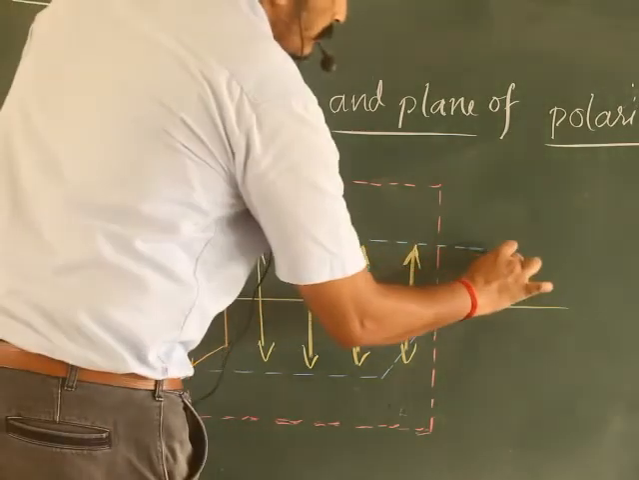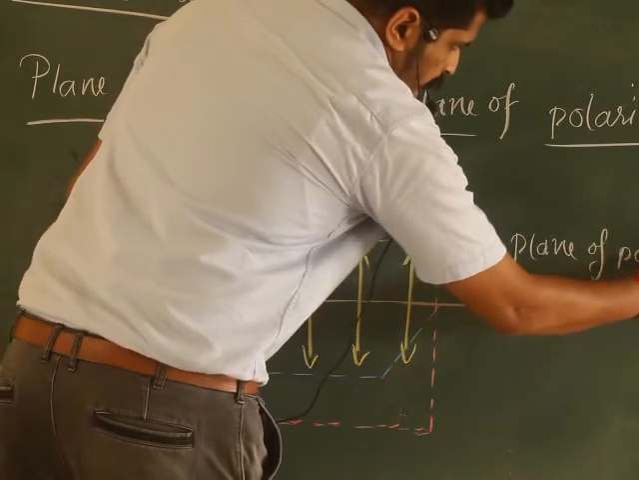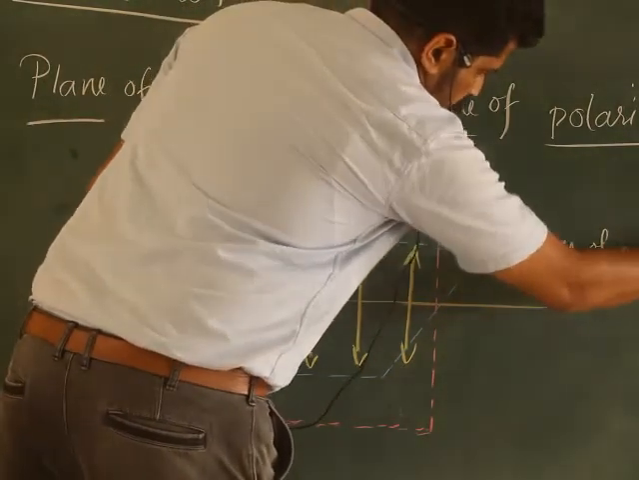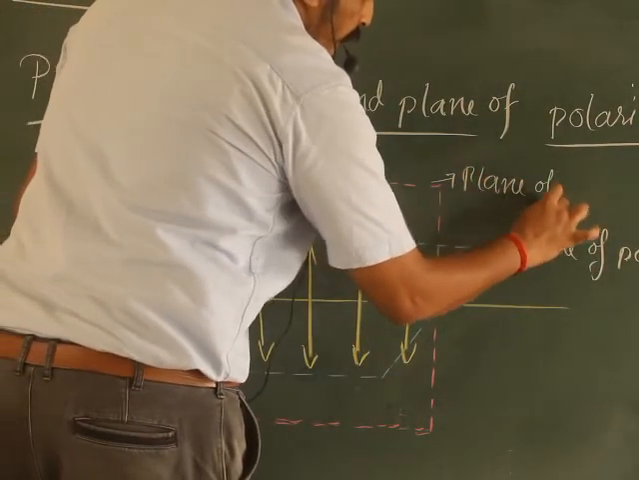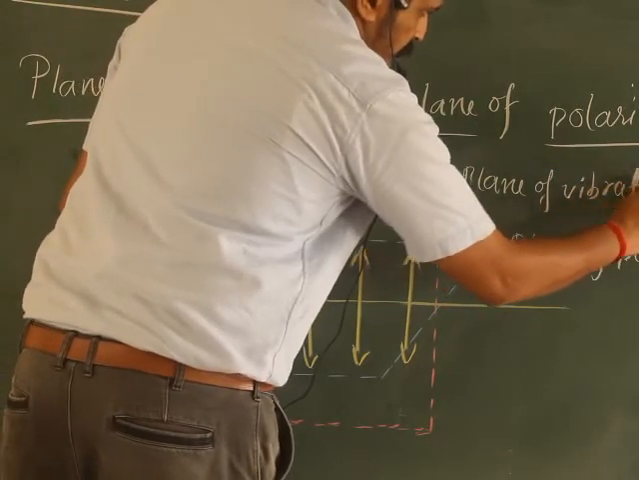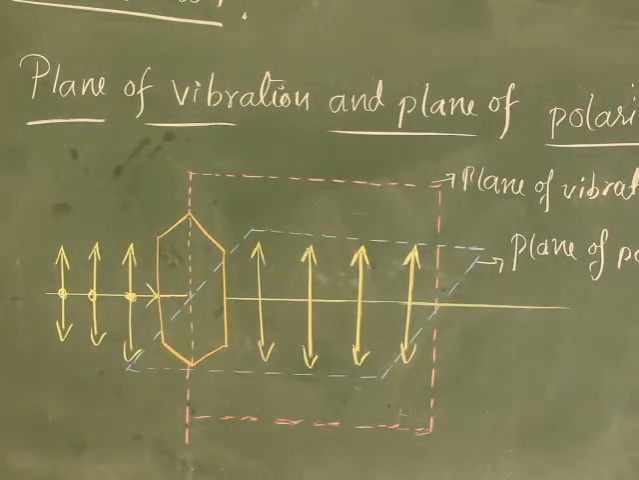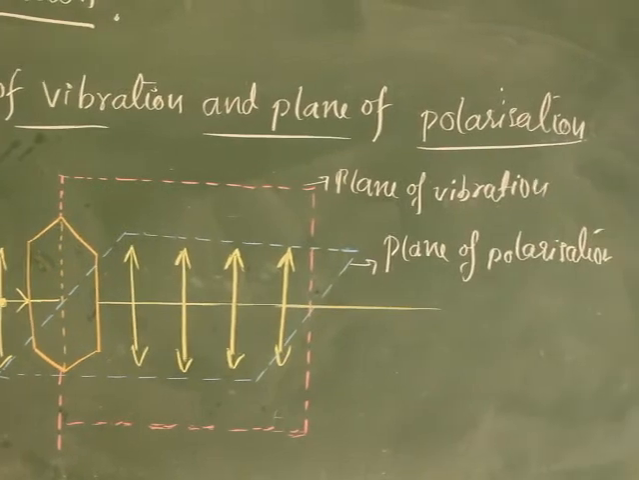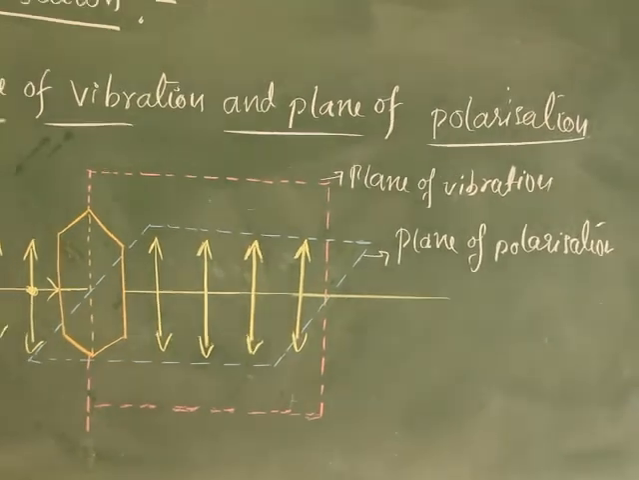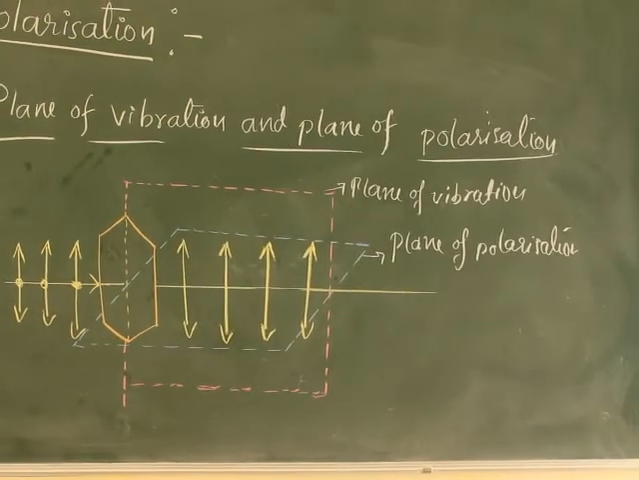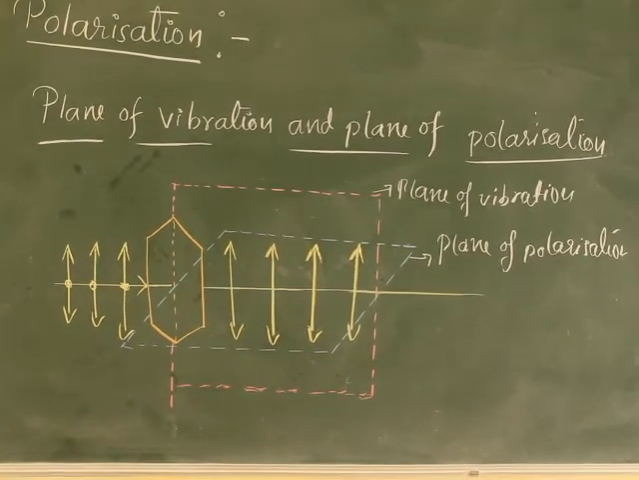So this is the plane of polarization, and this is the plane of vibration. Plane of polarization, plane of vibration. Okay, take it down neatly. Hope you understood now. Plane of vibration, plane of polarization, everything is mentioned here.